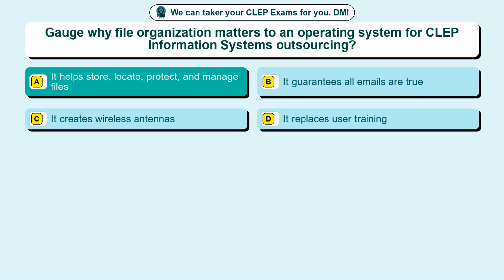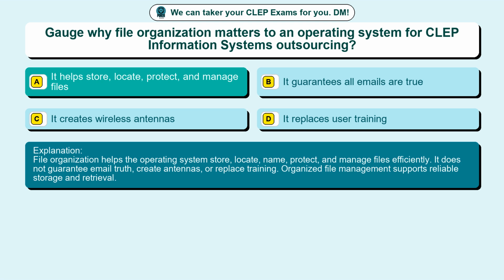The correct answer is option A. It helps store, locate, protect, and manage files. File organization helps the operating system store, locate, name, protect, and manage files efficiently. It does not guarantee email truth, create antennas, or replace training. Organized file management supports reliable storage and retrieval.